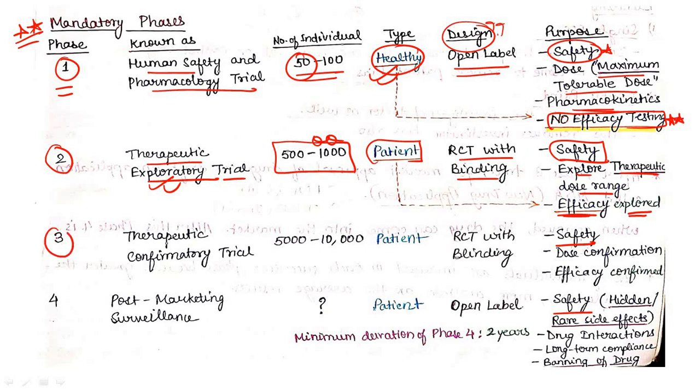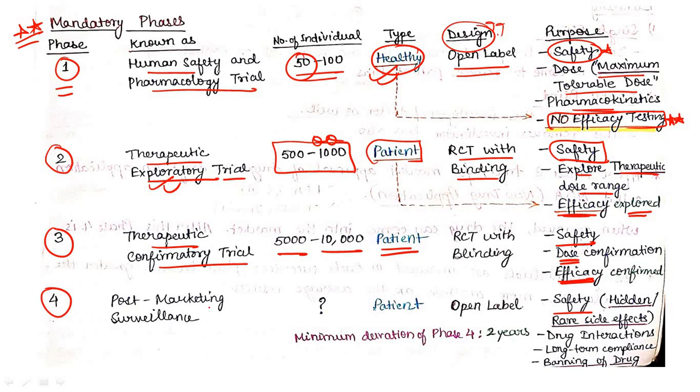Then the next phase, that is phase 3, is known as the therapeutic confirmatory trial. Here the things which were explored in phase 2 are confirmed in phase 3, such as dose confirmation and efficacy confirmation. Here you have to take 5,000 to 10,000 individuals, and all of them are patients.